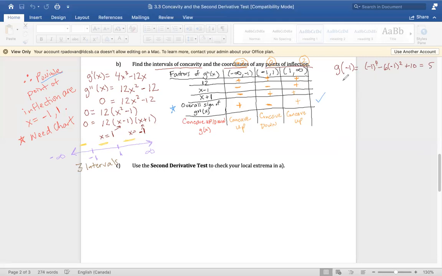And then maybe for the other one, you don't have to show me all the work. I'll just mark your final answer. And so g at positive 1 into the original function, you're going to get the same answer of 5. So just double check that for me. So therefore, I do have points of inflection.